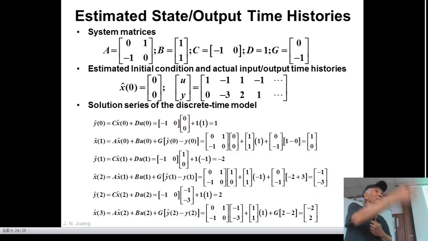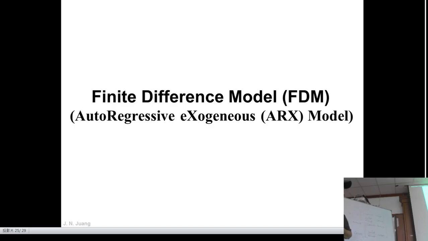Of course, if the system is not 2 by 2, then solving for G is not that easy. All right, and there's some method to do that. Any more questions? No? Then we go to the next steps.